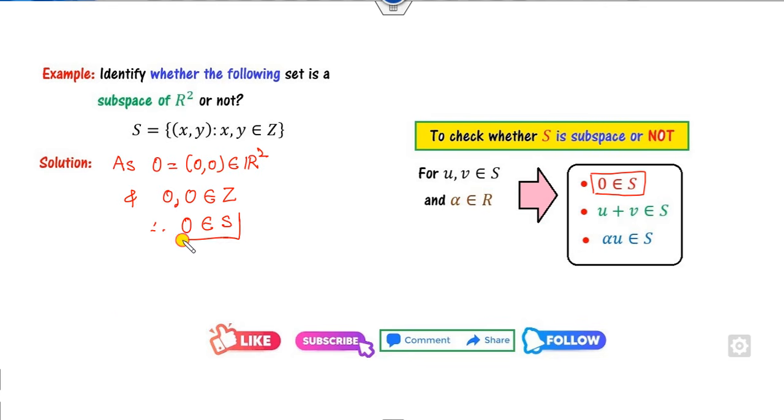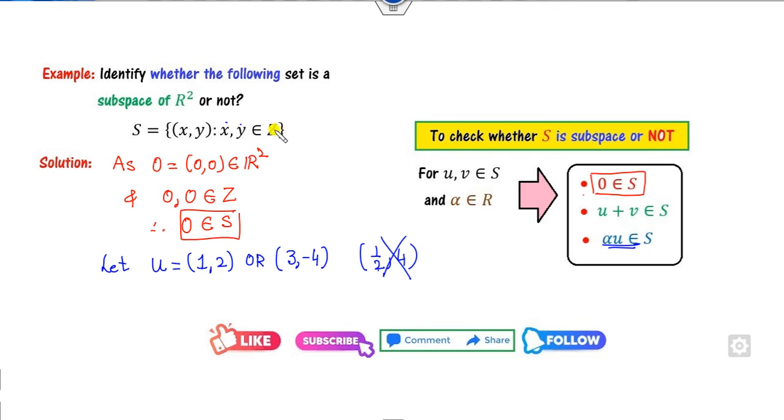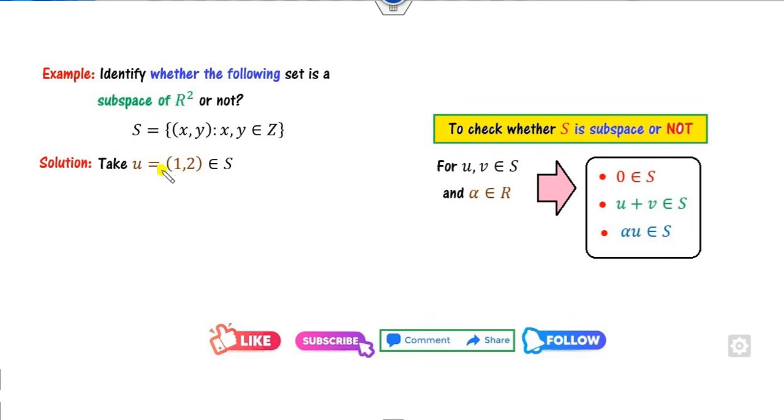So the first property is satisfied. Now always look at the third property. Firstly, choose any U. What is U? It is (X, Y). You may choose U as (1, 2), or you may choose U as (3, minus 4). But make sure X and Y are integers. You can never choose U with a number like 1 over 2, because 1 over 2 is not a part of Z. So you can choose any U.